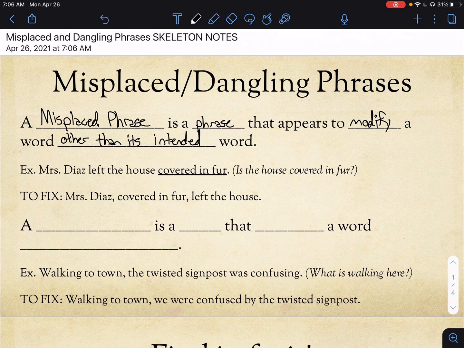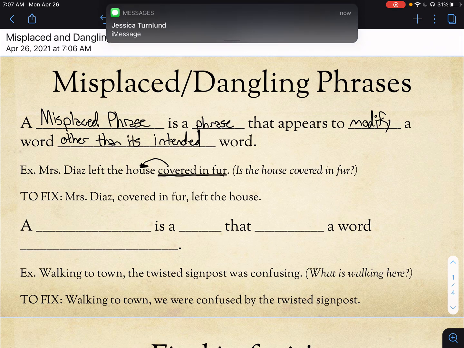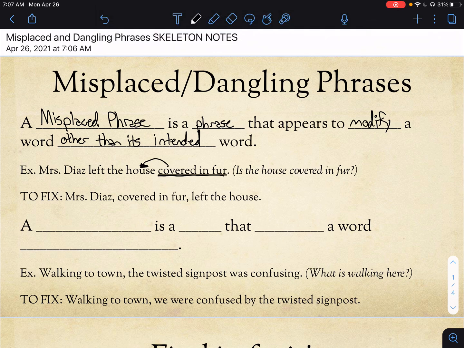Mrs. Diaz left the house covered in fur. So you're saying covered in fur, well, it's right next to the word house. So is it describing the house covered in fur? All we're doing with this whole thing, with misplaced and dangling phrases, is editing our sentences so that they sound like they make sense. So rather than saying Mrs. Diaz left the house covered in fur, we'd say Mrs. Diaz covered in fur left the house. So it's just clarifying. That's really all it is.